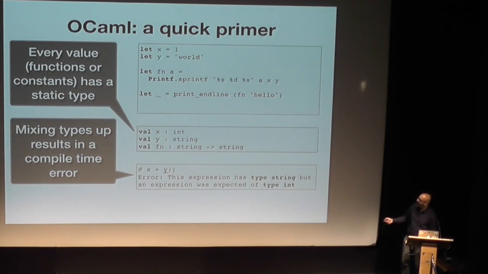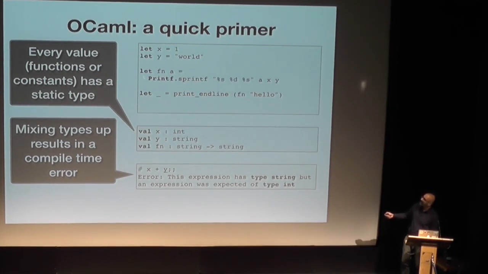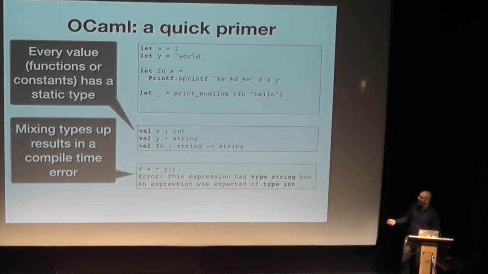This is known as a signature. So every single value here has a type. So the type can be just a constant value like an int or a string, or it can be a function. So in this case, fn takes a string and returns a string. And obviously you can have more arguments as you go along. And mixing types up results in a compile time error. So in this case, I'm trying to add x and y. X is an int, y is a string. It says, well, I'm sorry, my plus operator is only for integers, so therefore I can't add an int and a string together. I'm going to reject your program. So your program has a type check.